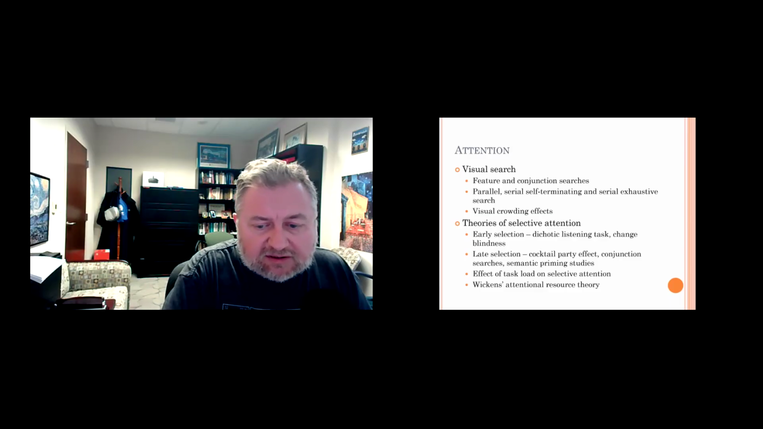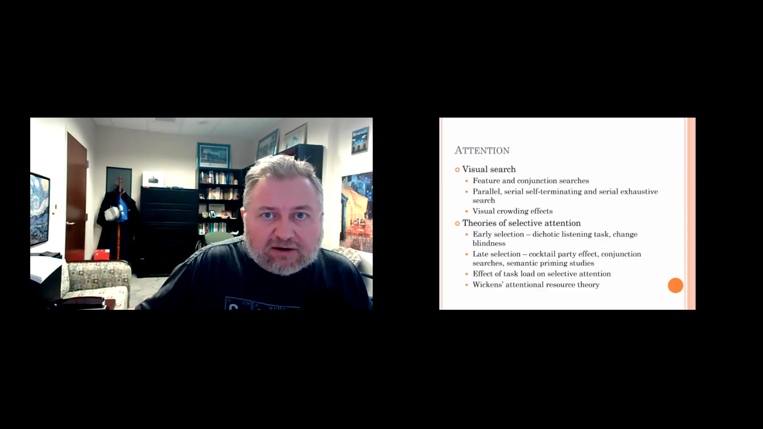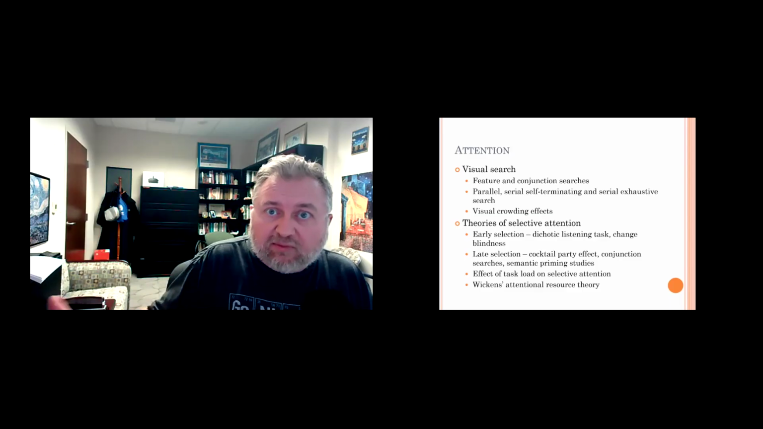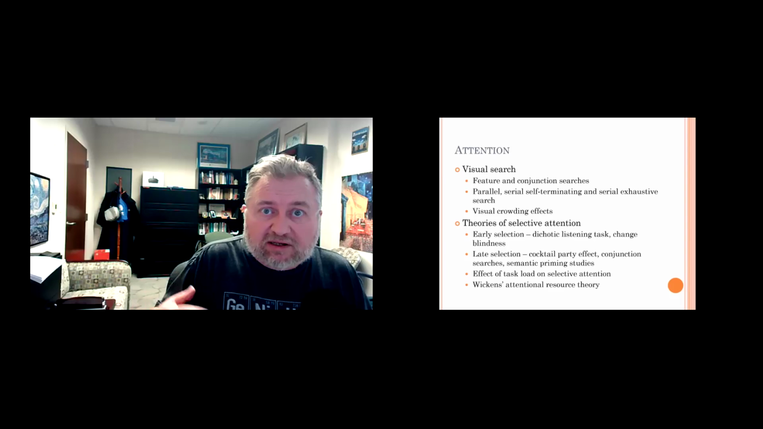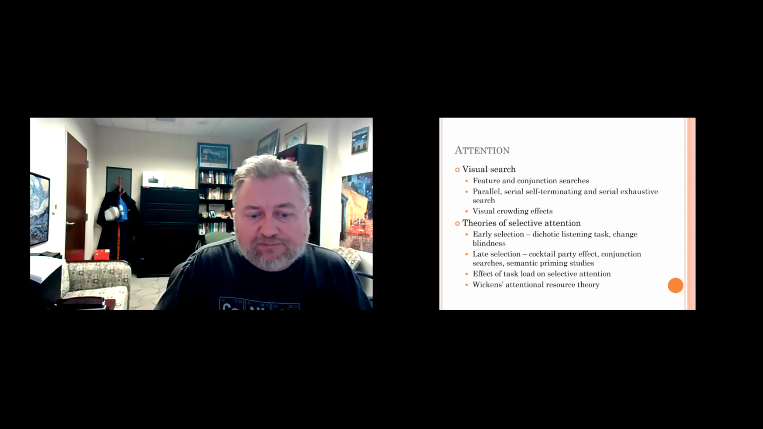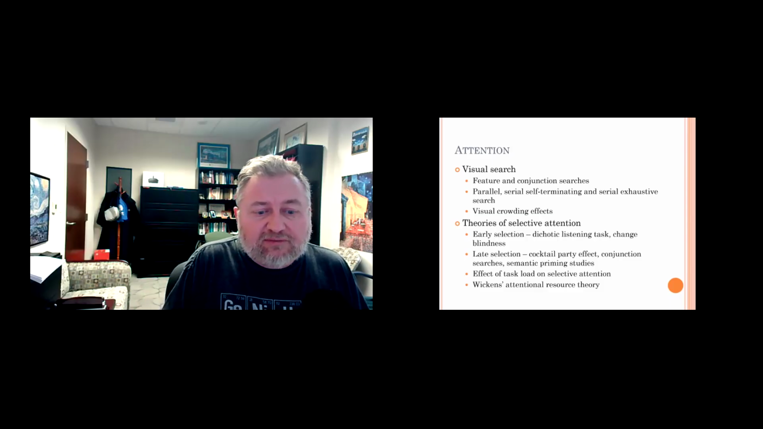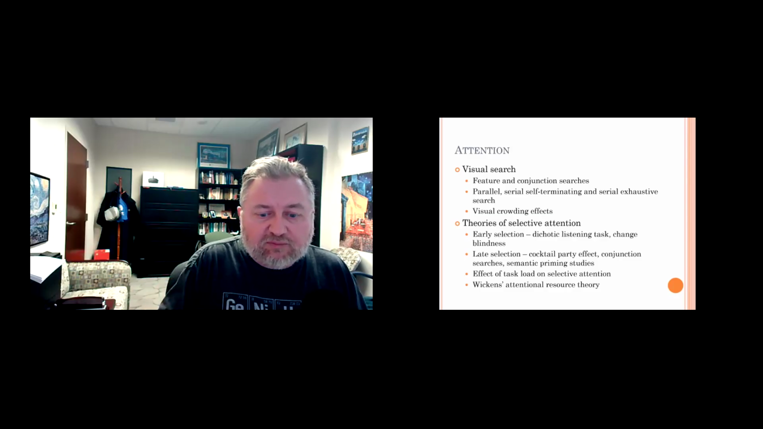Late selection gives us things like the cocktail party effect. So here, the idea is that if you're blocking out the background conversation, but someone says your name, you still hear that. So that, again, it kind of bleeds through the filters. That would suggest that maybe it's coming in and is only being selected for after you've processed it. Conjunction searches, again, could be an example of late selection because of the idea that all of the features get processed and then we have to bind them and recognize at a later stage of processing.